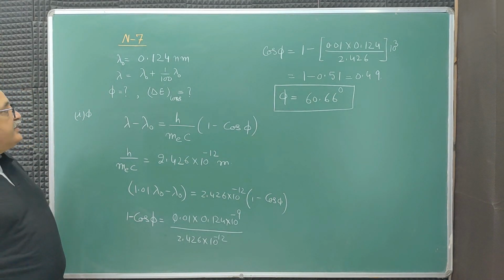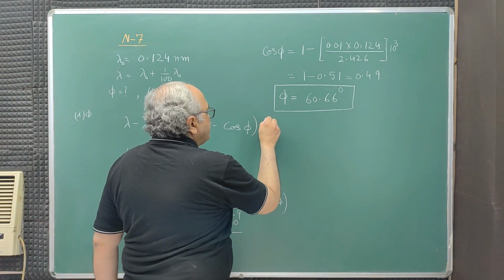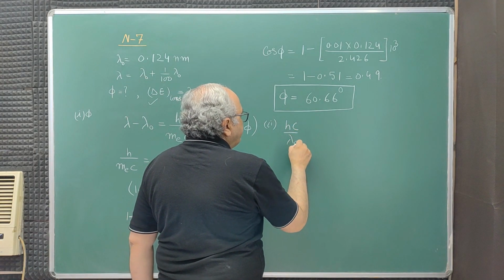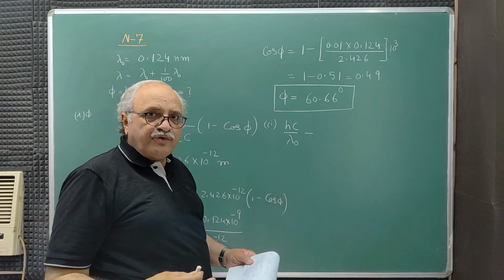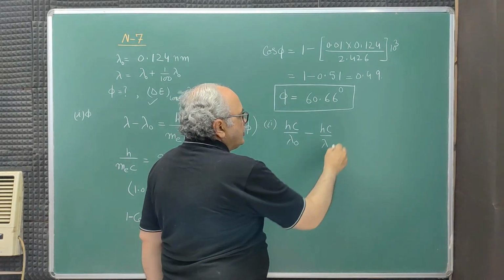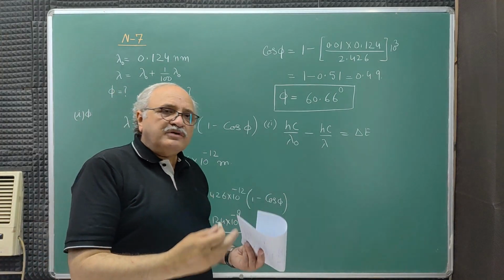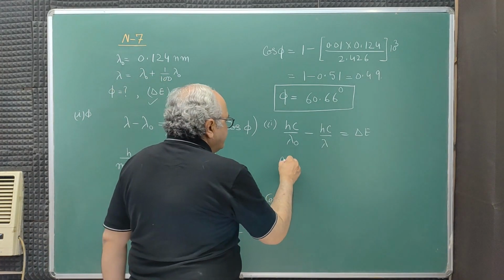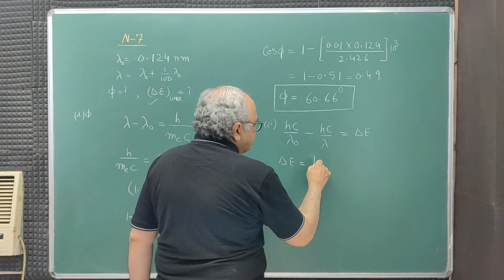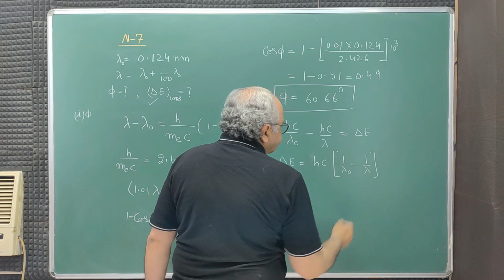Now the second point, he is asking to find out the energy loss. The energy of the photon initially was hc by lambda 0, and the energy of the photon after scattering will become hc by lambda. So this is the loss of energy which the photon suffers. To calculate this delta E, you take this hc out, and it is equal to 1 by lambda 0 minus 1 by lambda.